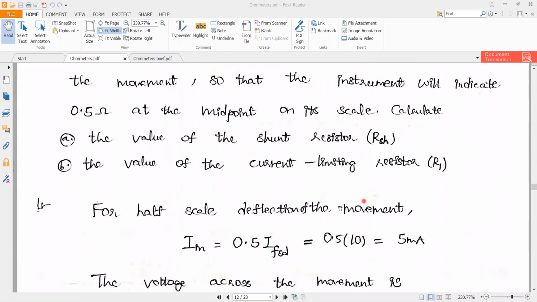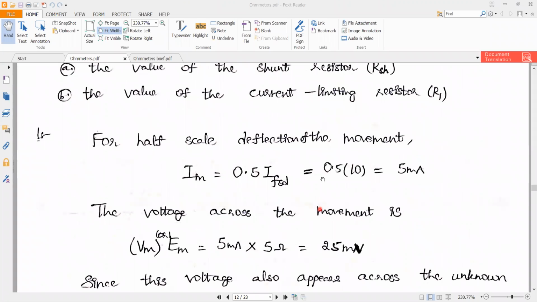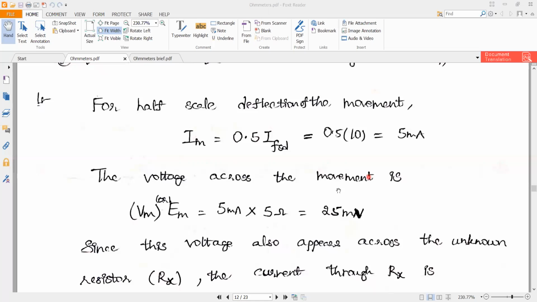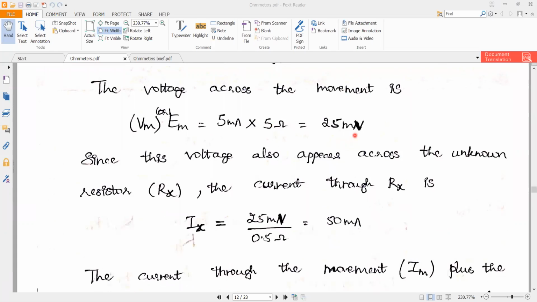Finding the shunt resistance value as well as the current limiting resistor R1 value. Im is the half scale deflection of the movement, Im is equal to 0.5 IFST. The IFST value is provided, so the meter current can be obtained. Similarly, the voltage across the movement is Vm or Em. After obtaining this Im value and the resistance value, I am going to have 25 millivolts.